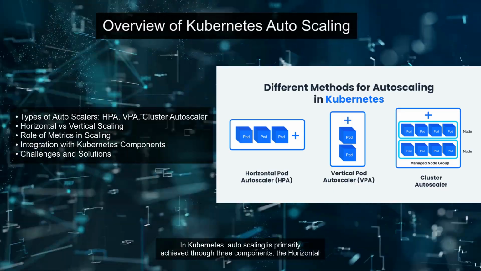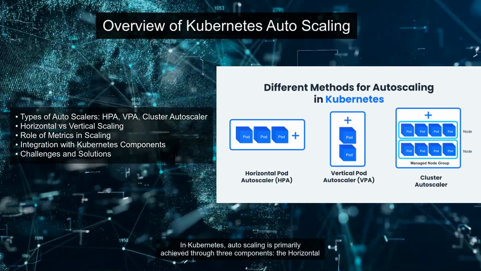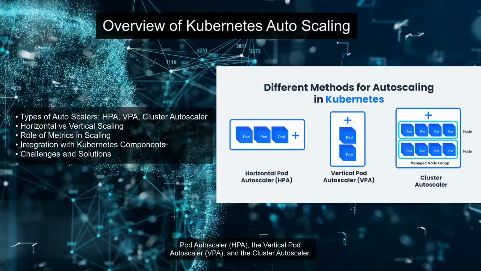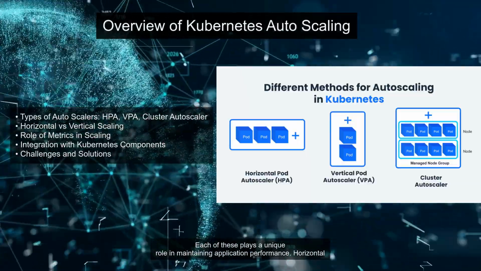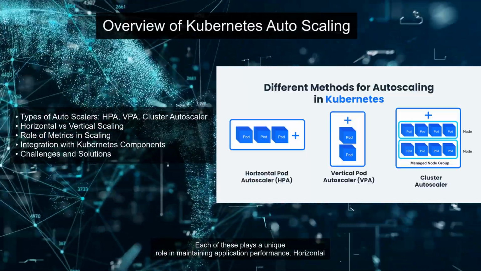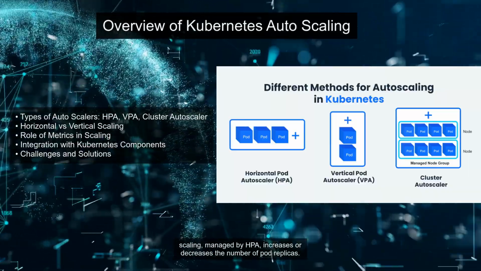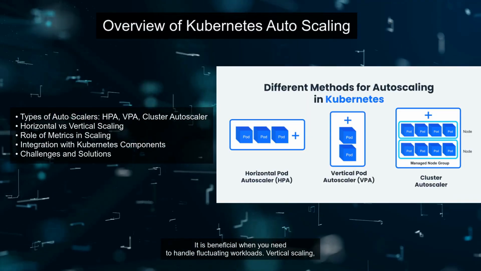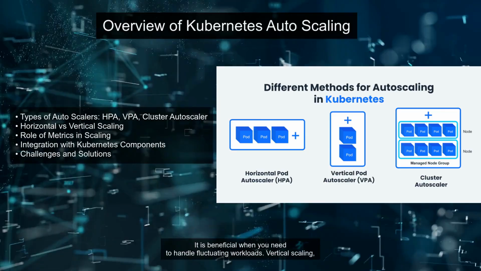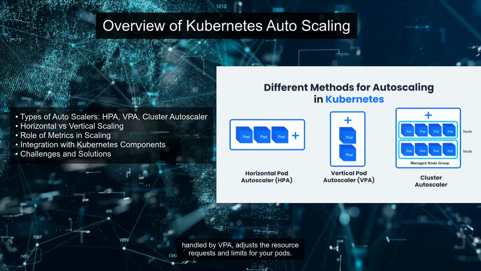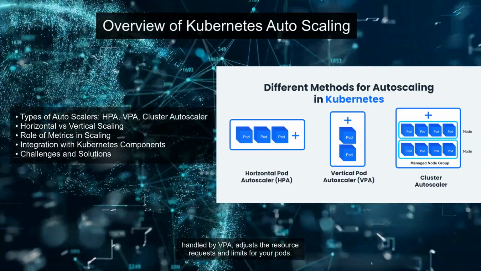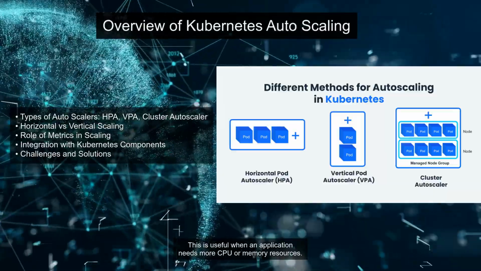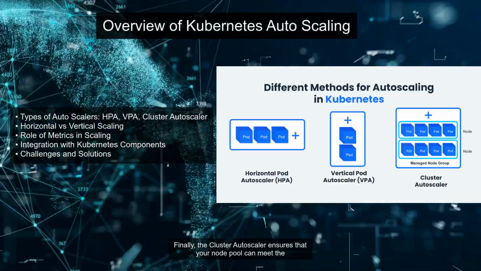In Kubernetes, auto-scaling is primarily achieved through three components: the Horizontal Pod Autoscaler, HPA, the Vertical Pod Autoscaler, VPA, and the Cluster Autoscaler. Each of these plays a unique role in maintaining application performance. Horizontal scaling, managed by HPA, increases or decreases the number of pod replicas. It is beneficial when you need to handle fluctuating workloads. Vertical scaling, handled by VPA, adjusts the resource requests and limits for your pods. This is useful when an application needs more CPU or memory resources.